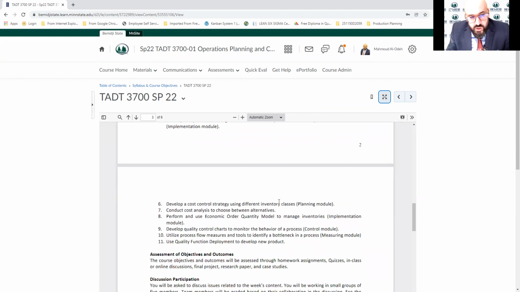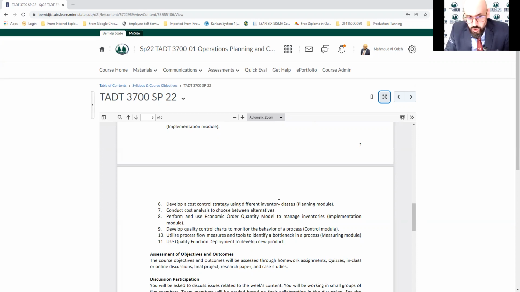Develop a cost control strategy using a different inventory classes. One of the inventory techniques that we use called ABC, which is basically dividing these inventory into class A, class B, and class C based on the cost and how expensive are these. So we will learn this ABC techniques in this course.